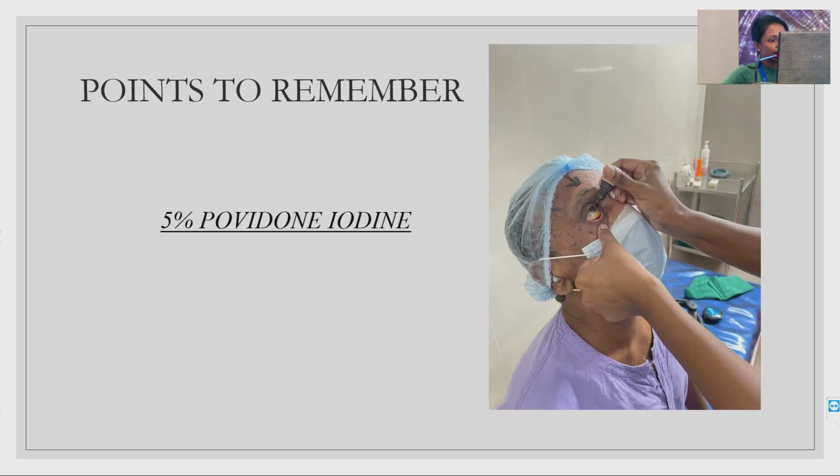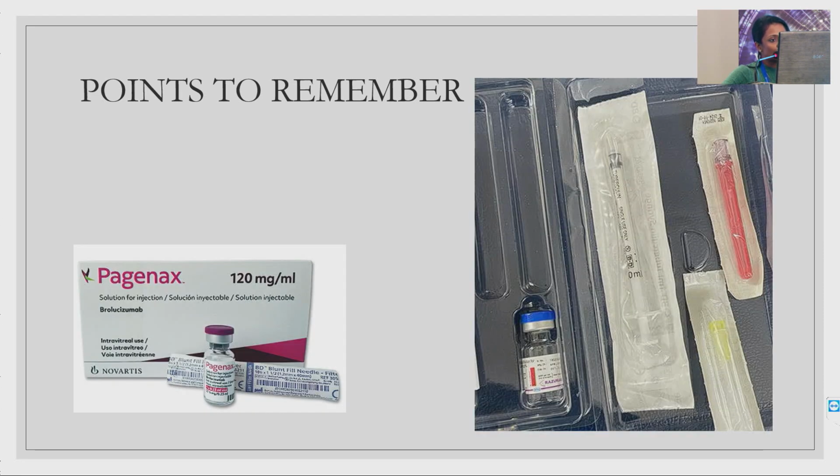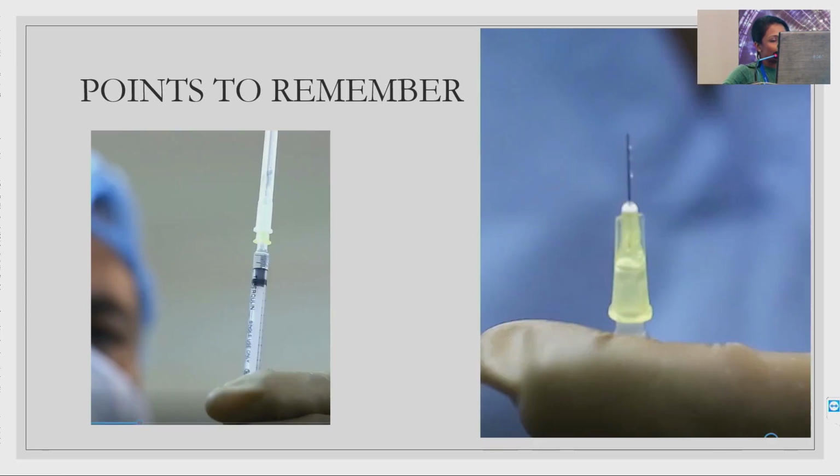So emphasizing the use of 5% povidone iodine as Dr. Praveen has already explained, and usage of mask is a must both by the patient as well as the surgeon. Avoid talking while giving the injection as gram-positive cocci are the commonest infection following intravitreal injection and droplet infection may be the source. In some anti-VEGF injections, it may come as the whole pack, but in some anti-VEGF injections, there may be only 18 gauge needle, so be prepared with the rest.